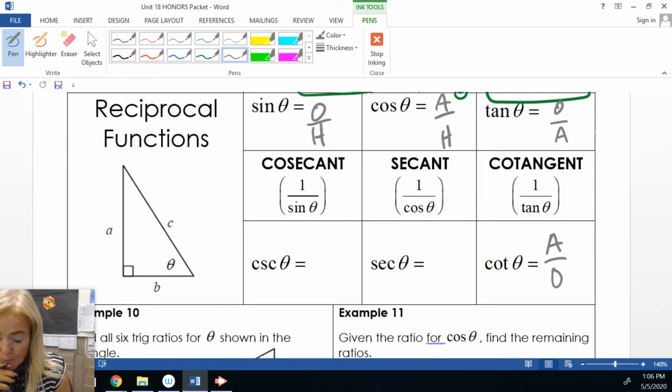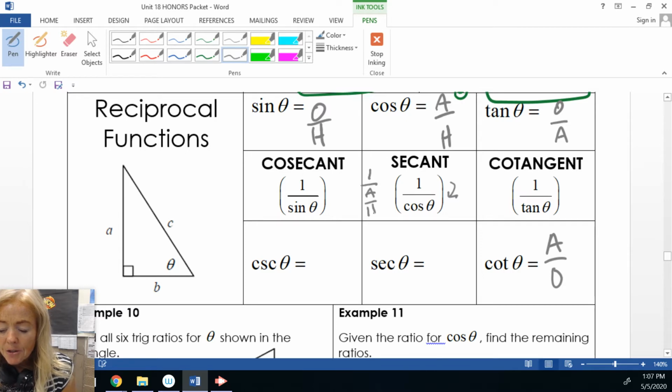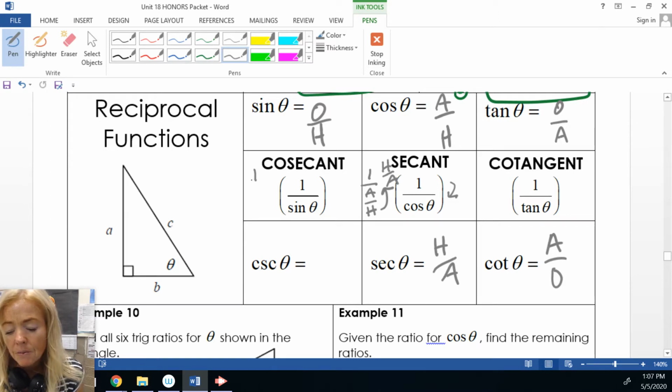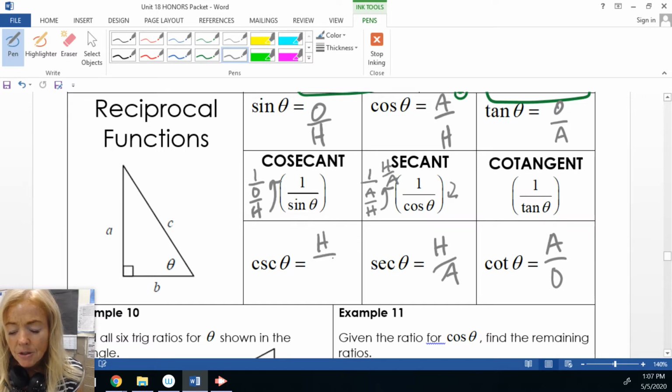So cosine's reciprocal is secant. Secant is 1 over cosine theta. That's just what it is. If you do 1 over a over h, then that flips up and multiplies, which makes it h over a, so hypotenuse over adjacent. The same thing happens with cosecant. You get 1 over o over h. You flip and multiply and get h over o. So cosecant is hypotenuse over opposite.